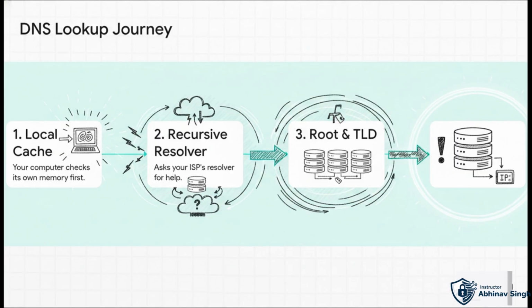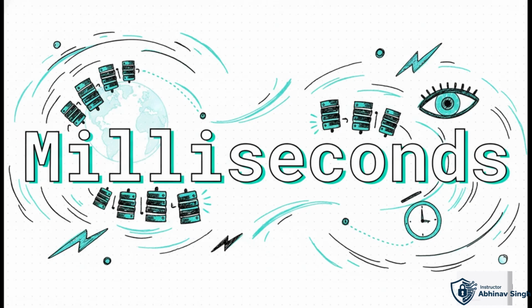The detective then asks the internet's root servers, the master index of everything. The root server points it to the right top-level domain, or TLD server. That's the part that handles all the .coms and .orgs. And finally, that TLD server points to the authoritative server, the one that holds the official final IP address. And here's the wild part. That entire journey, potentially bouncing between servers all over the globe, happens in the blink of an eye. We're talking milliseconds. It's just astonishingly fast.